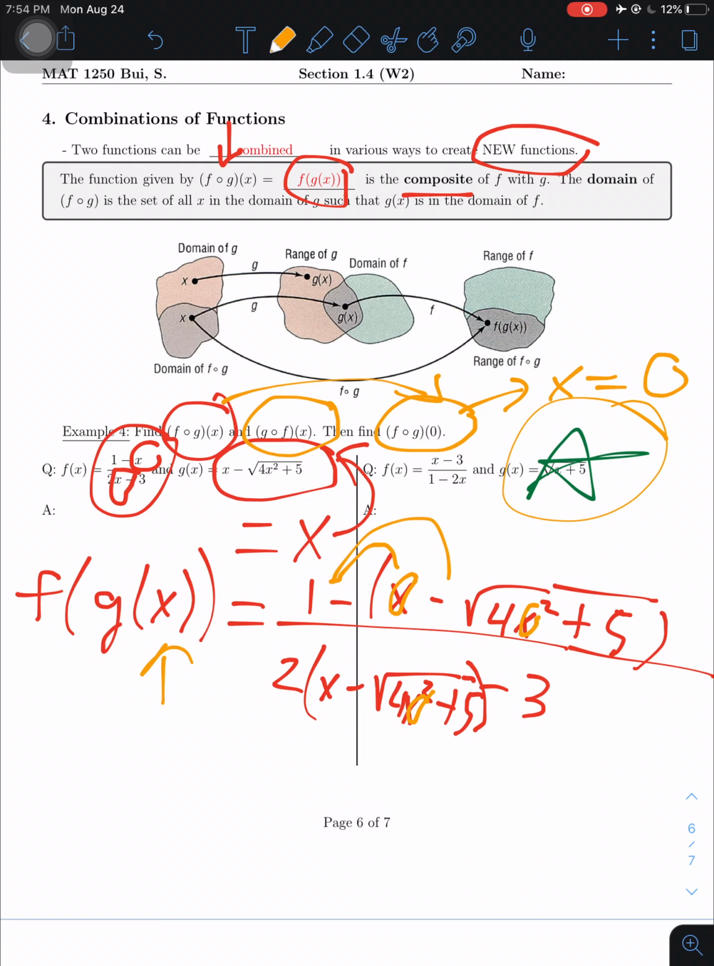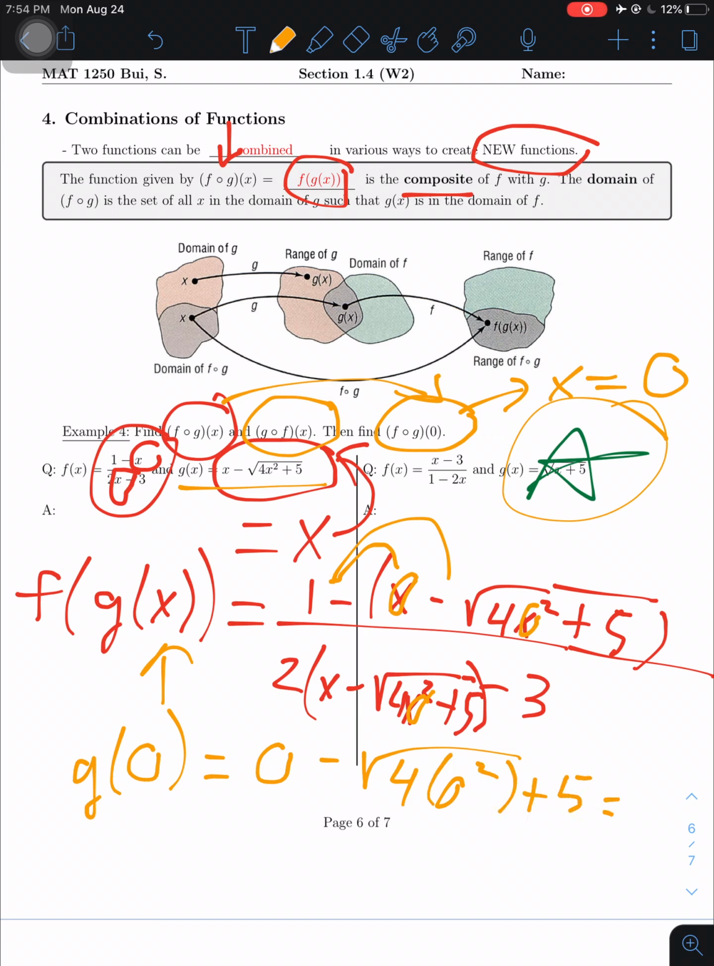So the second way, first of all, you're going to do the inside layer first. So you do g of 0. And g is given as x minus square root of 4x squared plus 5. So if we plug in 0 in there, we're going to get 0 minus square root of 4 times 0 squared plus 5. So all of this should tell us that this is negative square root of 5.